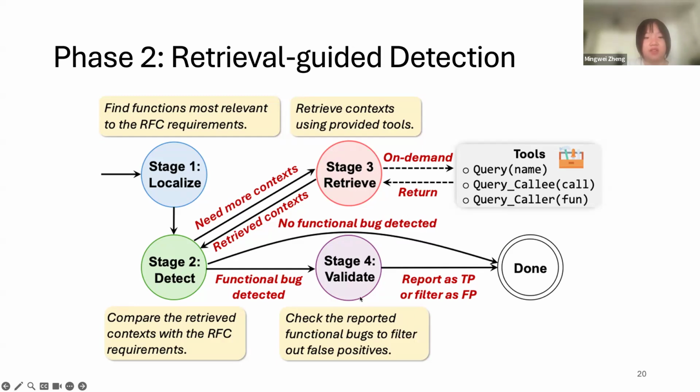This is to check whether the reported bugs are true bugs or false positives. In this stage, we give the whole reasoning steps of stage 1, stage 2, and stage 3, and let the language model recheck these reasoning steps to see if there are any mistakes made in the prior stages. These are the basic workflow for phase 2.